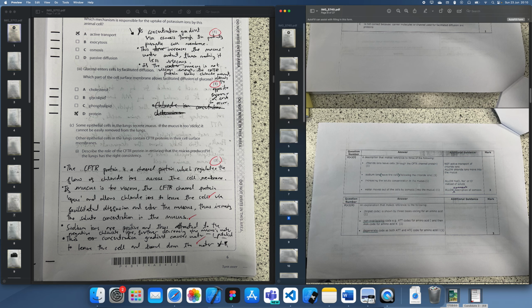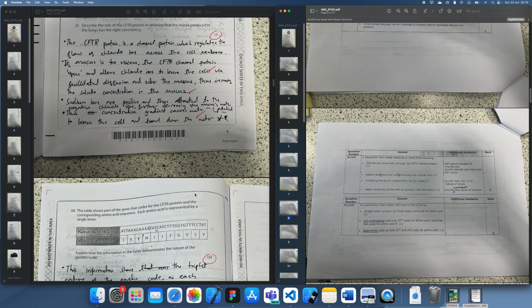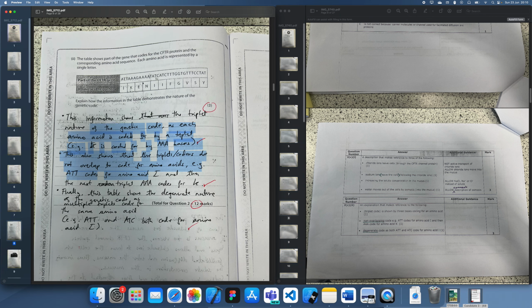Yeah, here's the work here. So you have to talk about chlorine, then sodium, which I believe I did. Yep, here. And then we just talk about concentration gradient increase in osmosis. Got the marks there, and then same thing here.